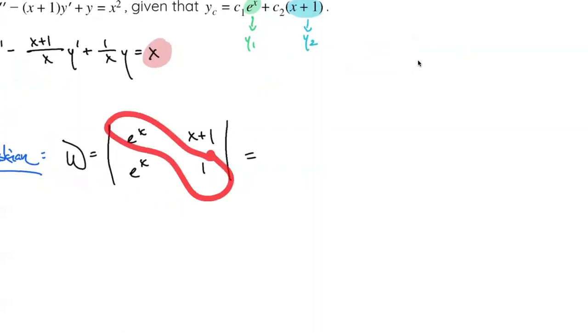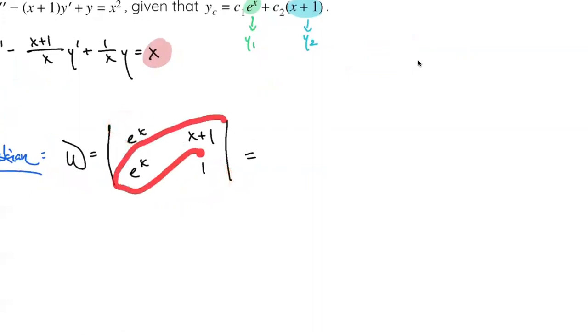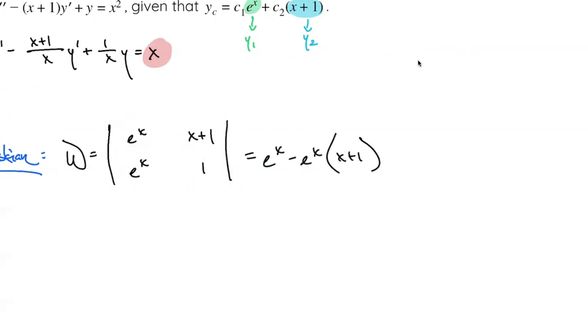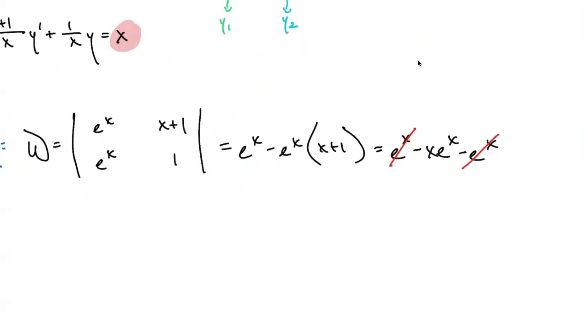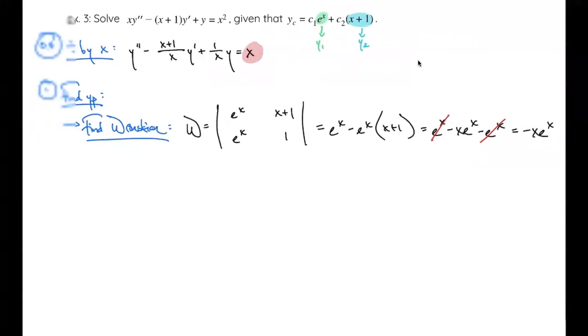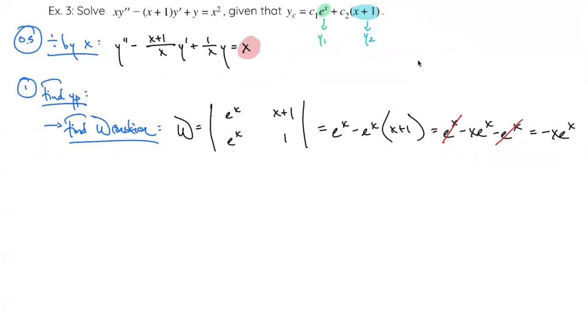We're going to take the product along the main diagonal, and subtract the product along the non-main diagonal. And we'll obtain e to the x minus e to the x times x plus 1, which is going to be e to the x minus x e to the x minus e to the x. Whew, that's a lot of e to the x's. The first one and the last one will cancel, and we will get a Wronskian of negative x e to the x. I'll color this in yellow. This is what we're going to use as the denominator in those integrals.